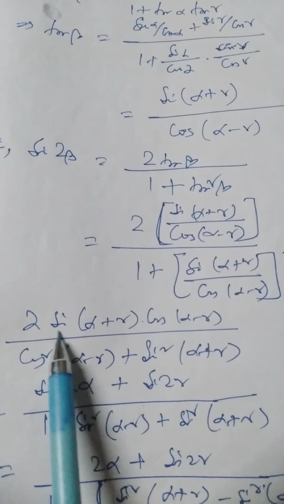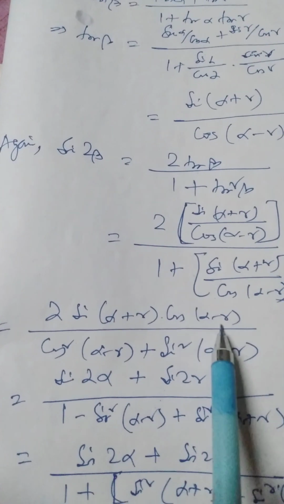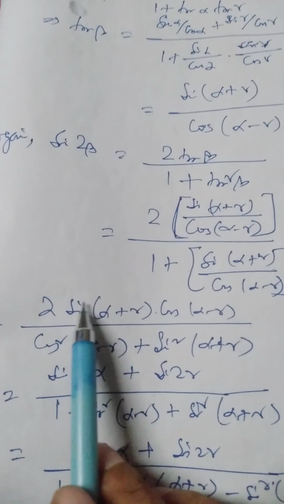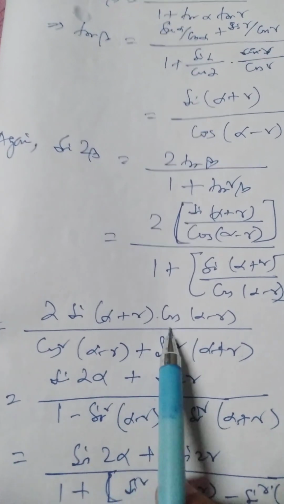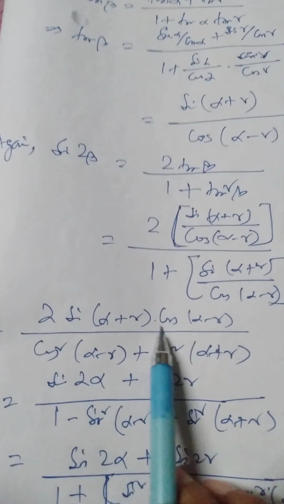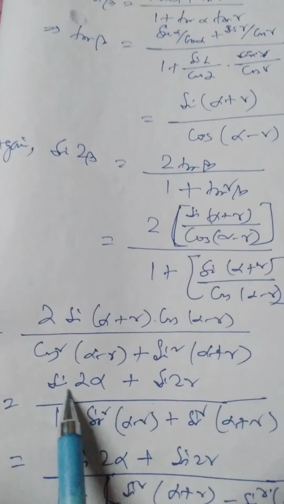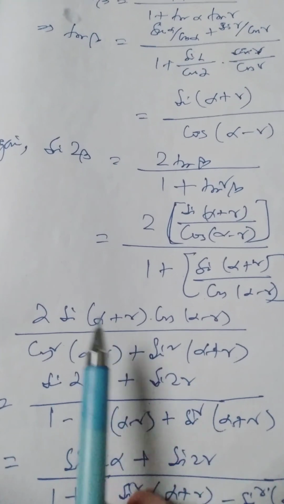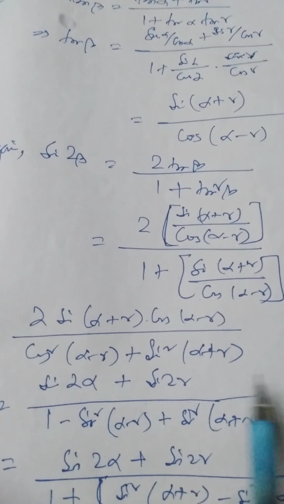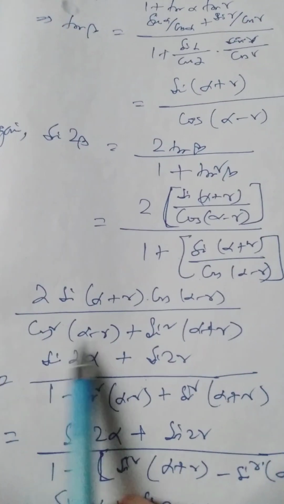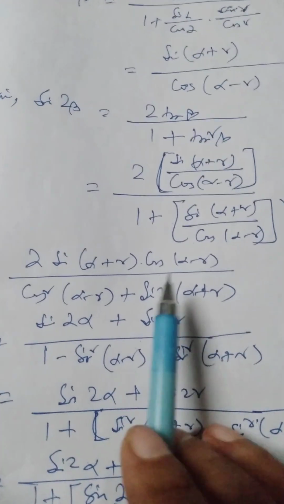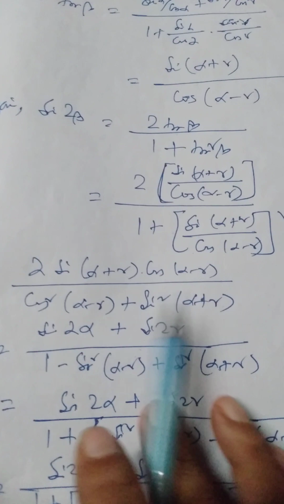Here, by the formula of addition and multiplication, sin(α+γ+α−γ) plus sin(α+γ−(α−γ)) will be sin 2α plus sin 2γ. As we know, 2 sin C cos D = sin(C+D) + sin(C−D). And here cos²(α−γ) we can write as 1 − sin²(α−γ), plus sin²(α+γ) as it was.